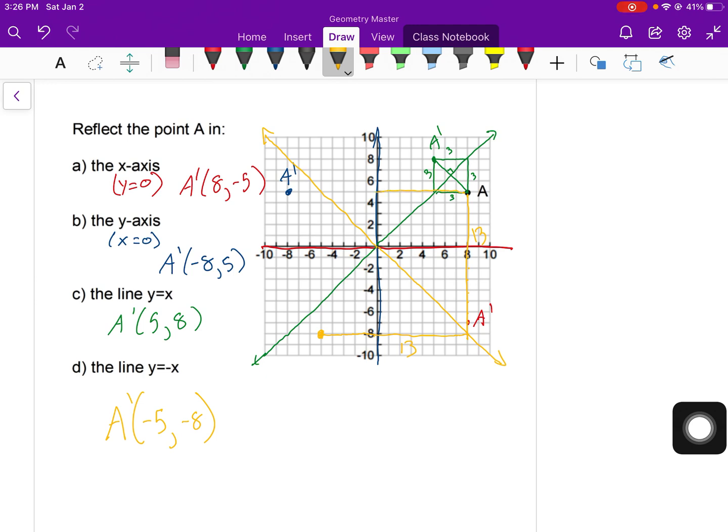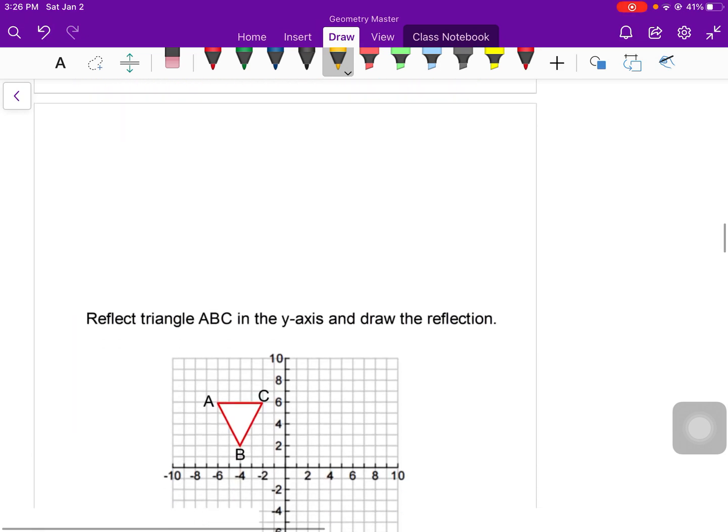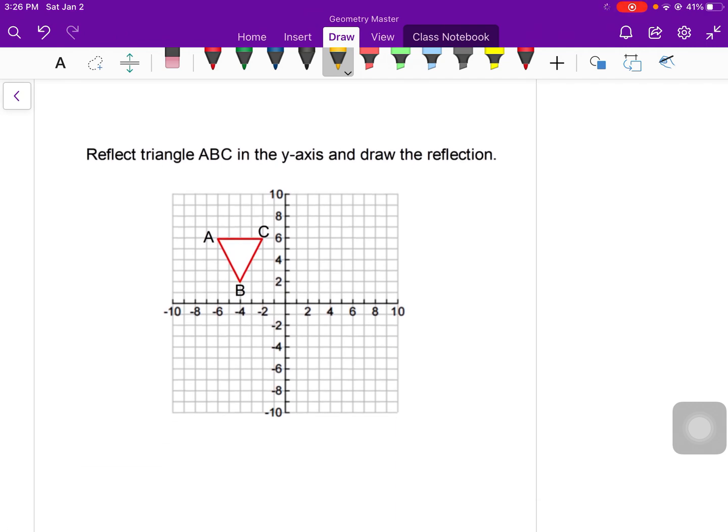And again, like I said before, it doesn't matter if you go left first or down first or up first or whatever, because we are making this big square. That counting method is going to make your life very, very easy on a lot of these problems. Okay, so now we want to reflect triangle ABC in the y-axis and draw the reflection. If we are reflecting in the y-axis, this just means across the y-axis, which is x equals 0. So we're going across this piece right here.